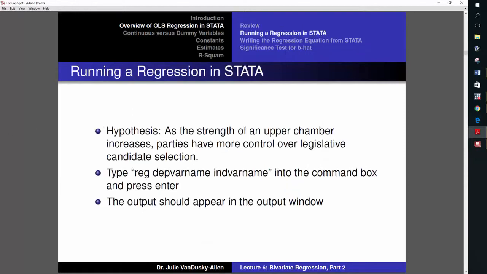In the previous lecture, I showed you how to calculate an ordinary least squares regression by hand and conduct a significance test. Now I'm going to show you how to run a regression in STATA. It's really important for you to know how to run a regression in STATA and how to interpret the results, as you will be doing this throughout your graduate career. This slide tells you the steps you need to go through to run a regression.